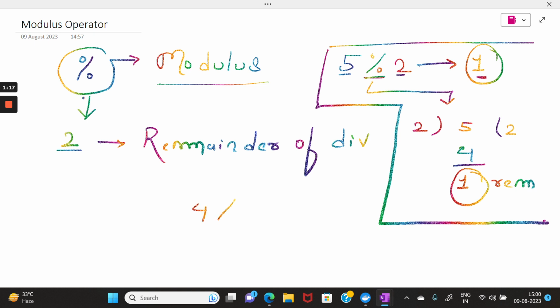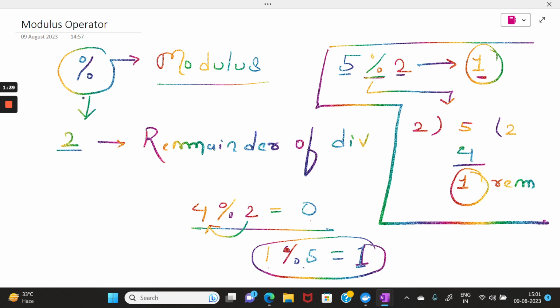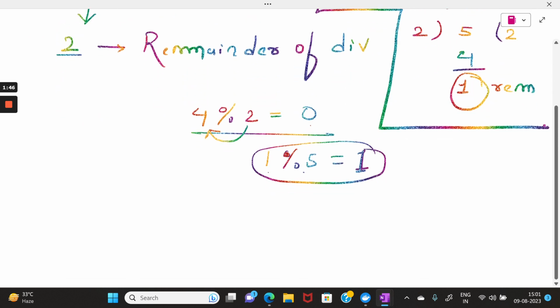For example, 4 modulus 2 is 0, of course, because 2 completely divides 4, so we get 0. If we do 1 modulus 5, then we get the remainder as 1 only, because we can't divide 1 by 5. The numerator is only our modulus. Okay, so these are the basic things, right? Now let's see how this modulus operator is used in programming.